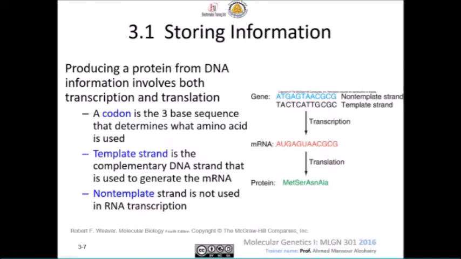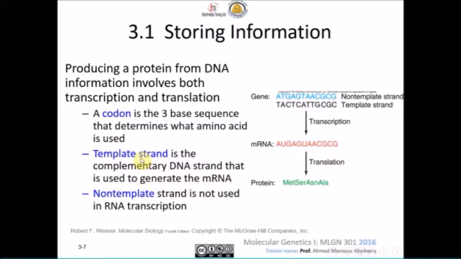And we know that the main function of DNA is storing information. So producing a protein from DNA information involves both transcription and translation. Of course we know that DNA has codons, and a codon is a 3 base sequence that determines what amino acid is used.